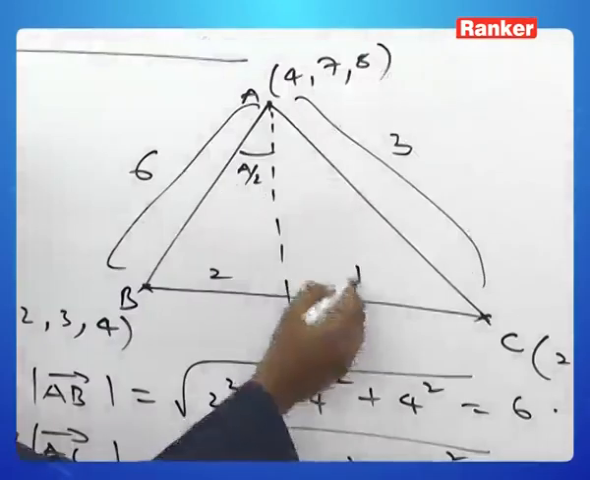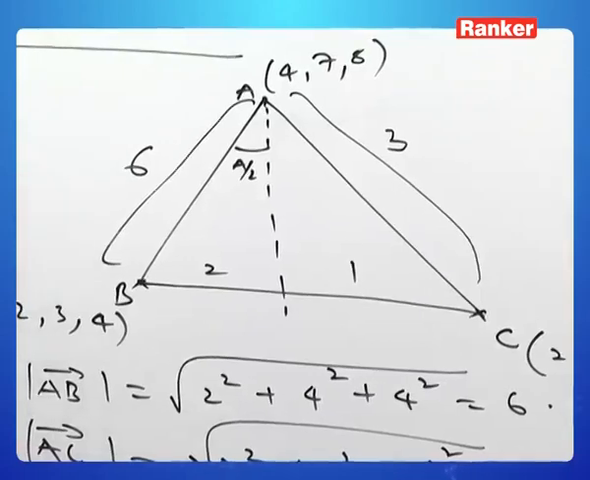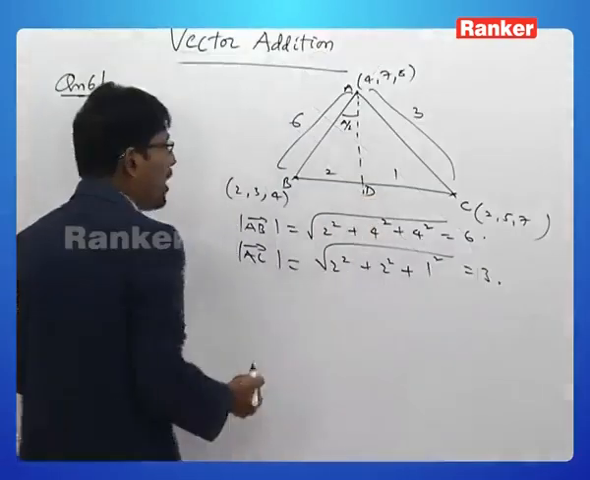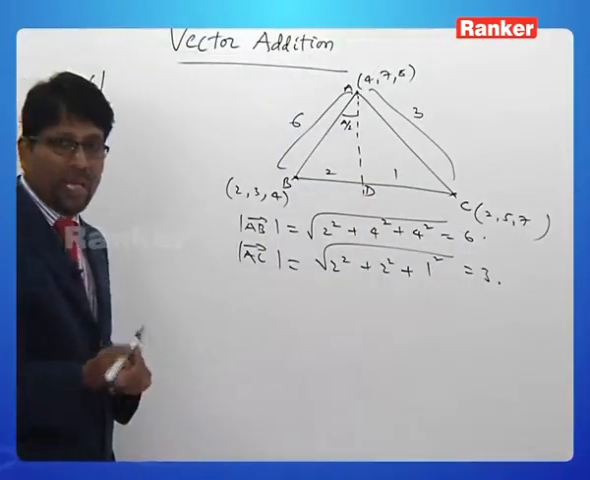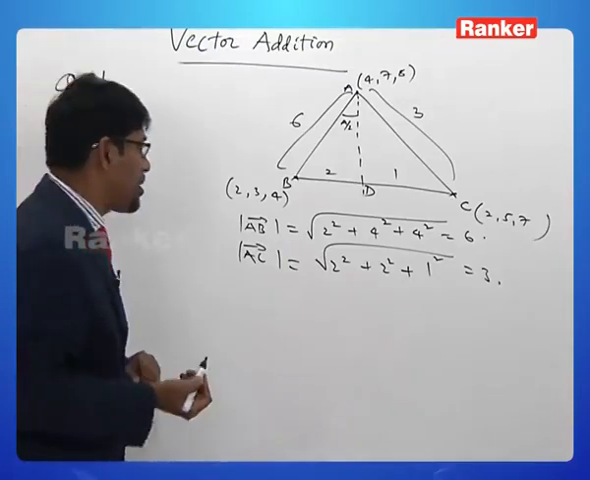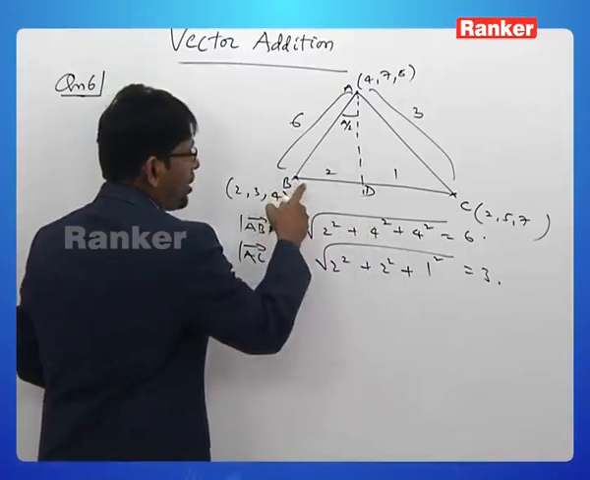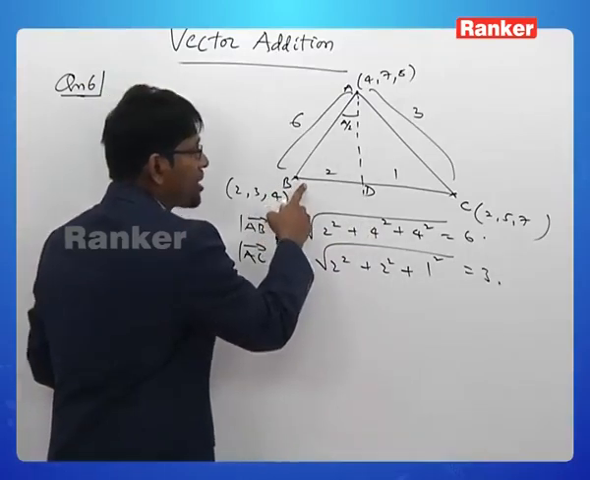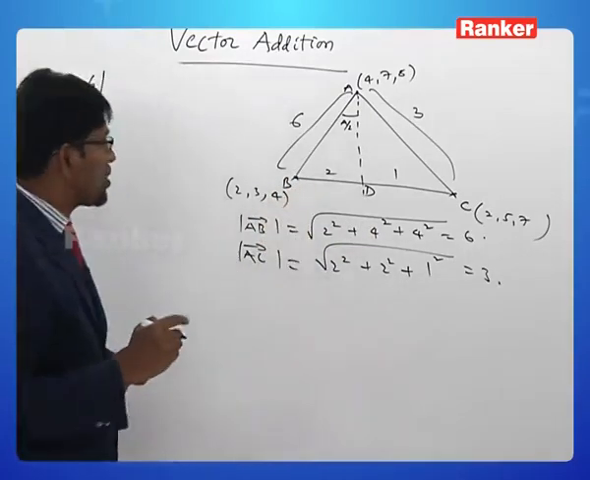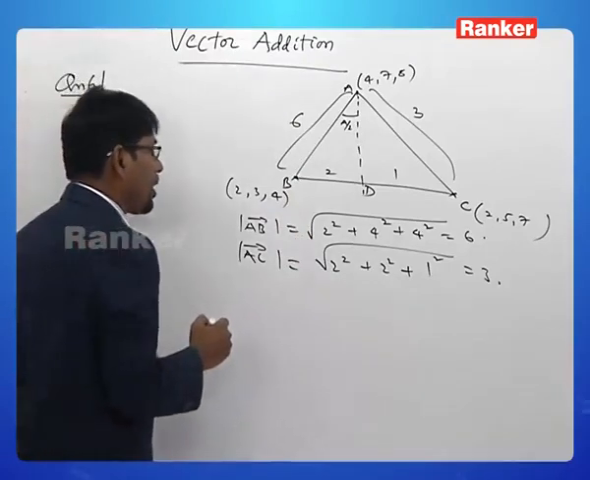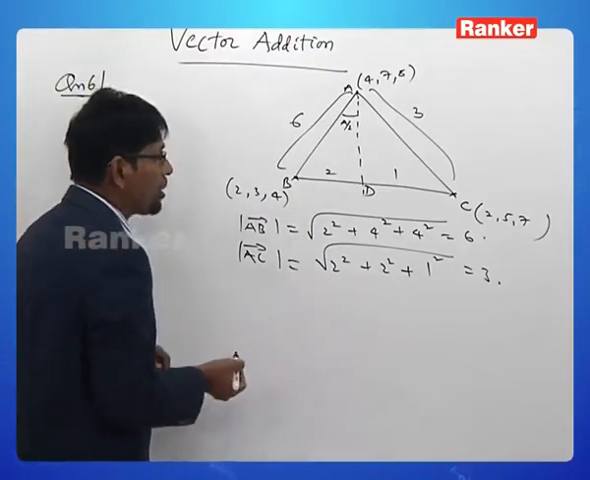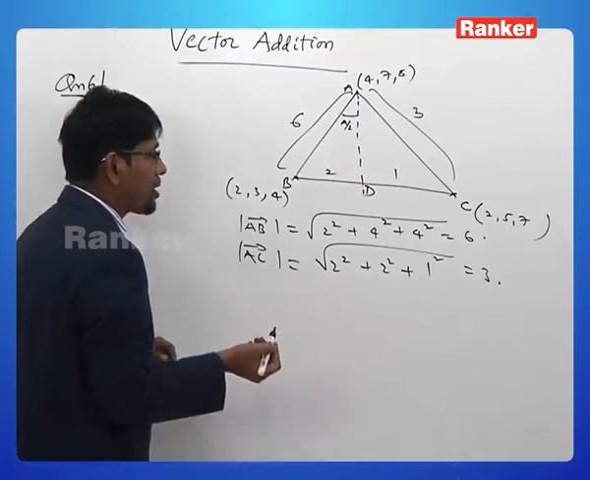It divides in the ratio 2:1, 6 is to 3. So let us say the point where the angular bisector of the angle A meets the BC line is D. So that point is given by the point which divides BC in the ratio 2:1, that is 6:3 there. I need to just find the point D using the section formula.